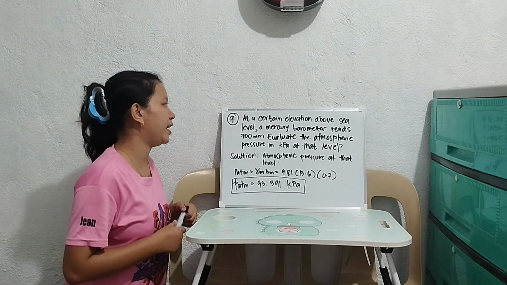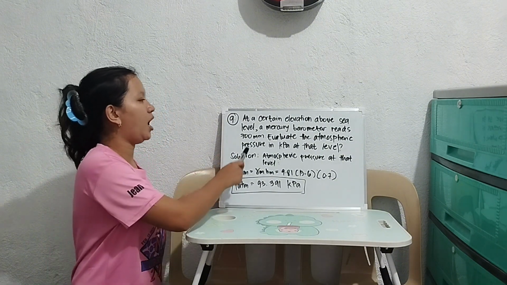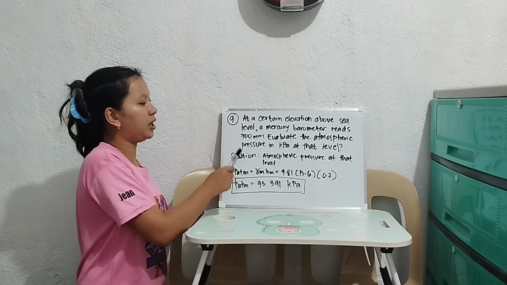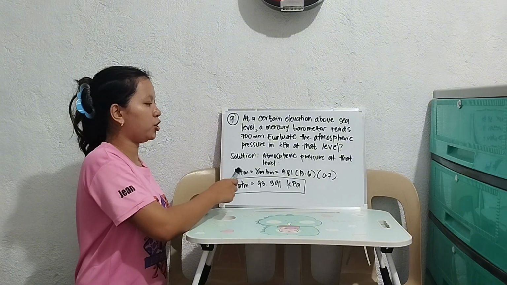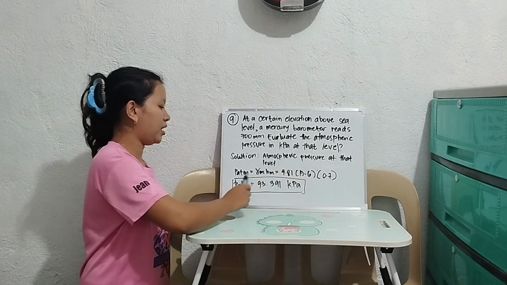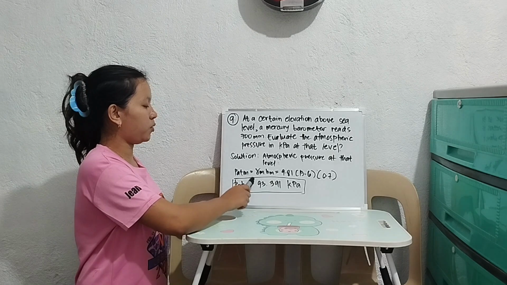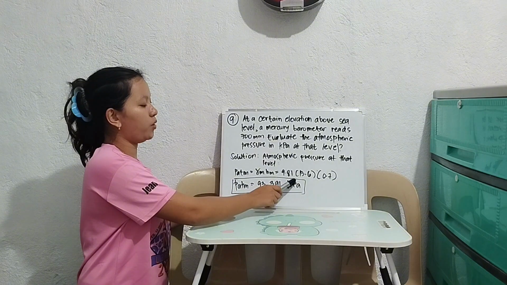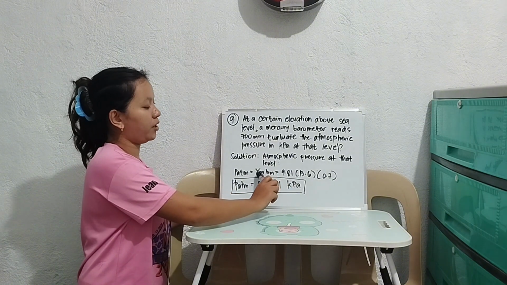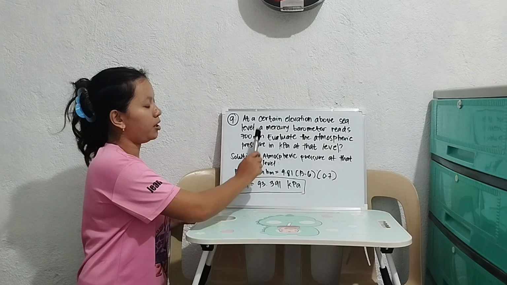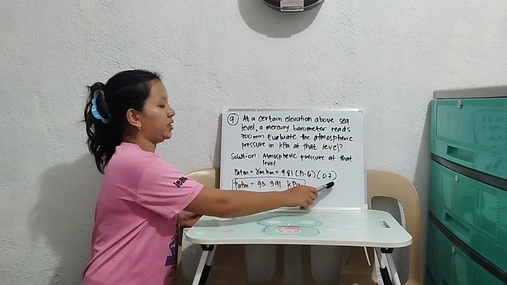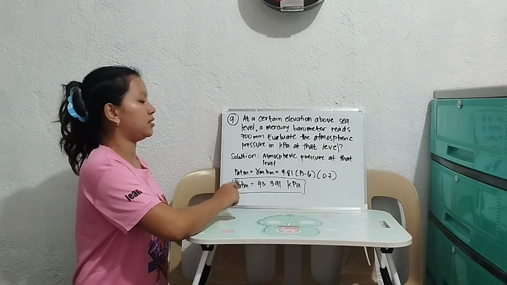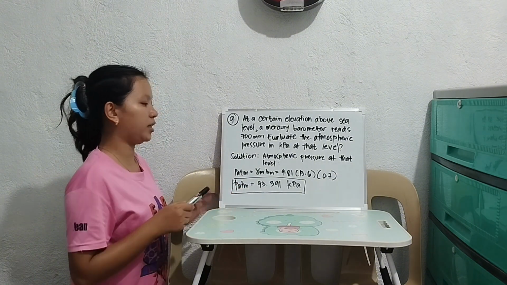So at problem number 9, at a certain elevation above sea level, a mercury barometer reads 700 millimeters. Evaluate the atmospheric pressure in kilopascal at that level. So for the solution, we have atmospheric pressure at that level, P atmosphere, is equal to the unit weight of mercury times the height of mercury, which is 9.81, then 13.6, the specific gravity of mercury, times the 700 mm, converted into meters, which is 0.7. So multiply, so we have the answer: the atmospheric pressure at that level is equal to 93.391 kilopascal.